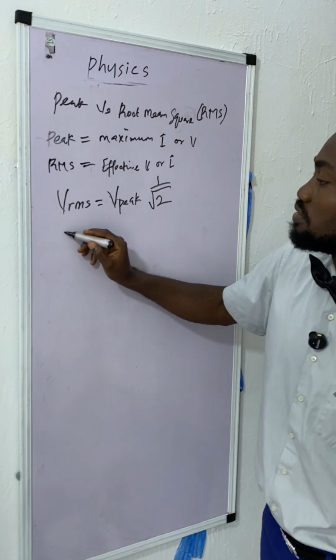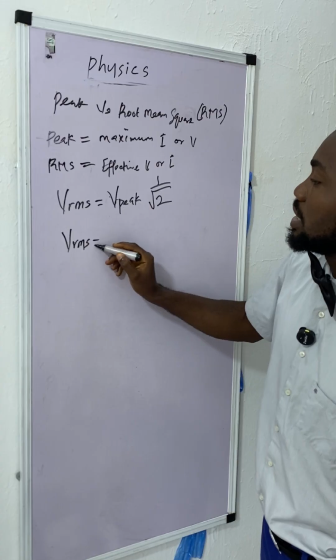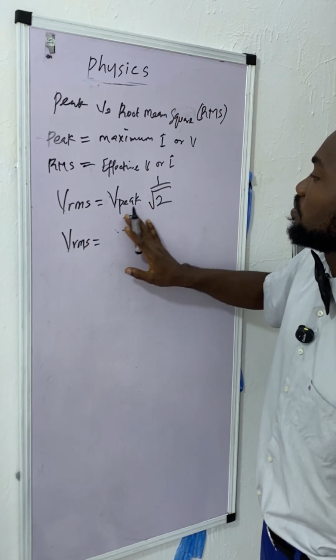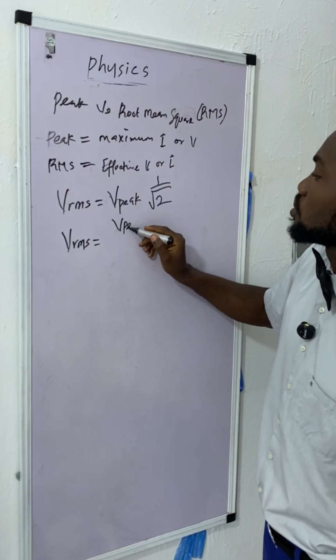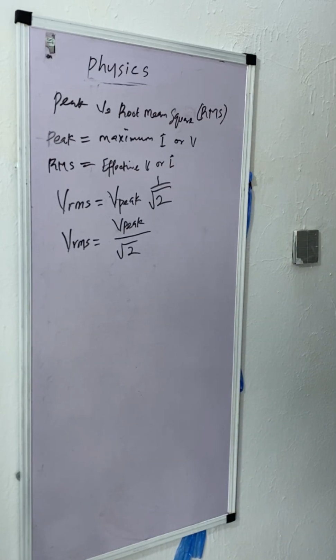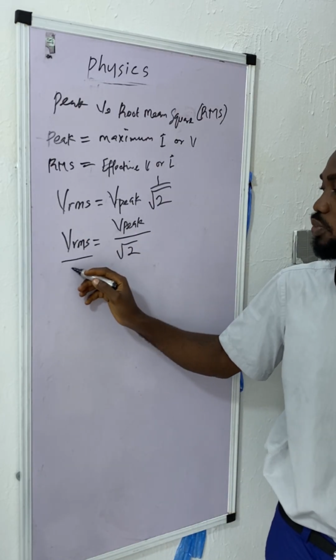Therefore, when we invert this, V root mean square is equal to peak volt over root 2. All right. So this is the relationship. So if we want to solve now, we are using both.